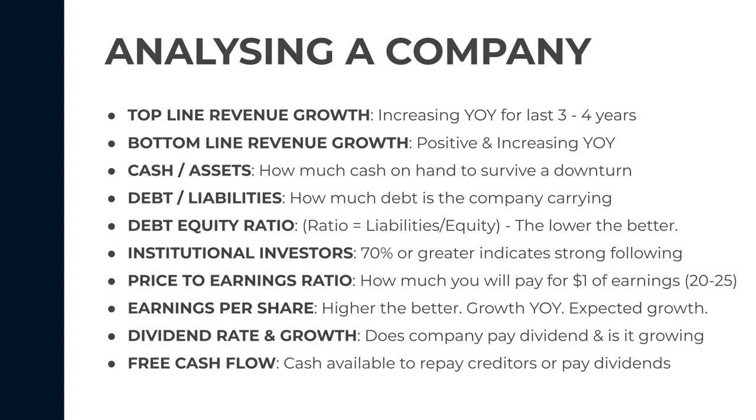Price to earnings ratio. This calculates how much you're willing to pay for $1 of earnings. The lower, the better. Earnings per share. This shows how much earnings you receive per share held. Dividend rate and growth. This shows you if the company is paying a dividend, what the rate is, and if the dividend is growing year over year. Finally, free cash flow. This is cash that's available to repay creditors or pay dividends.